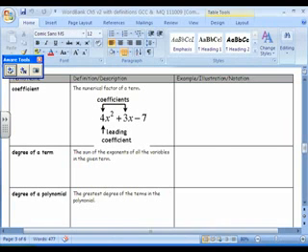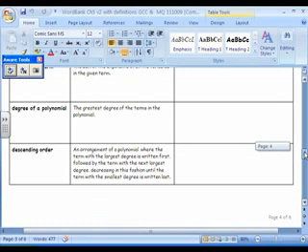Our word bank. So a couple of things. One, degree of polynomial. The greatest degree of terms in a polynomial. So we're going to catch up a little bit here. We have a couple of things to put into our word bank. There, degree of polynomial. That's the largest one.